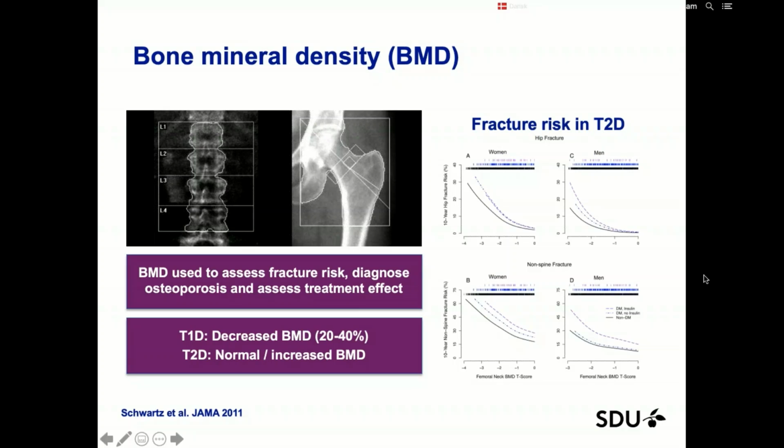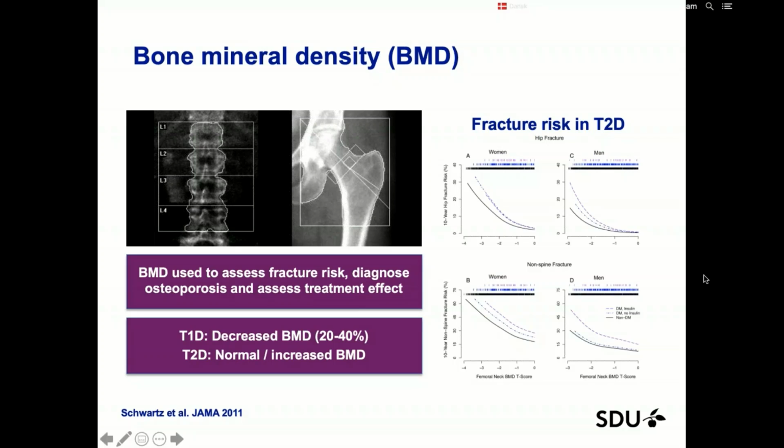We also use the scan to assess treatment effect, usually at least. Now, in type 1 diabetics, bone mineral density tends to be decreased, whereas it's normal or even increased in patients with type 2 diabetes.